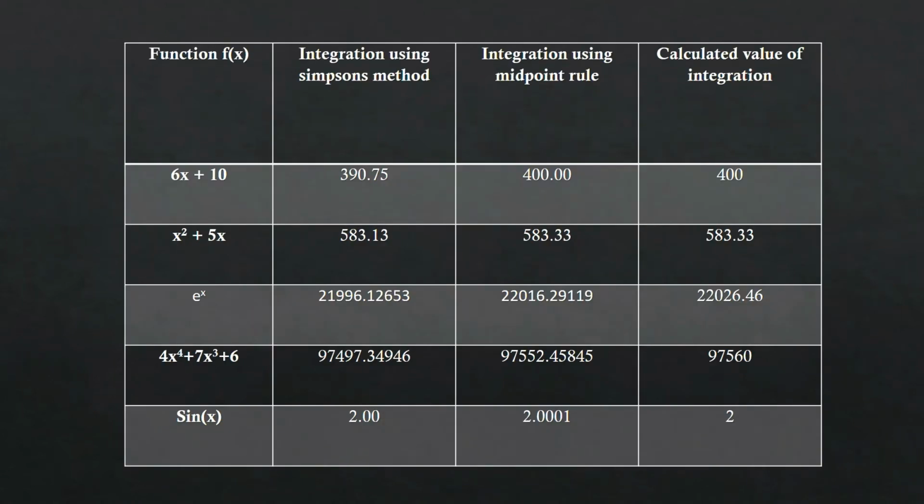Here we are comparing a few functions by using both the methods. For the midpoint rule, we have the step size as 100, and for Simpson's rule, it is taken as 10,000. So clearly, as you can see, the midpoint rule is much closer to the analytical value that we have found out than Simpson's rule. So the midpoint rule is a better option.